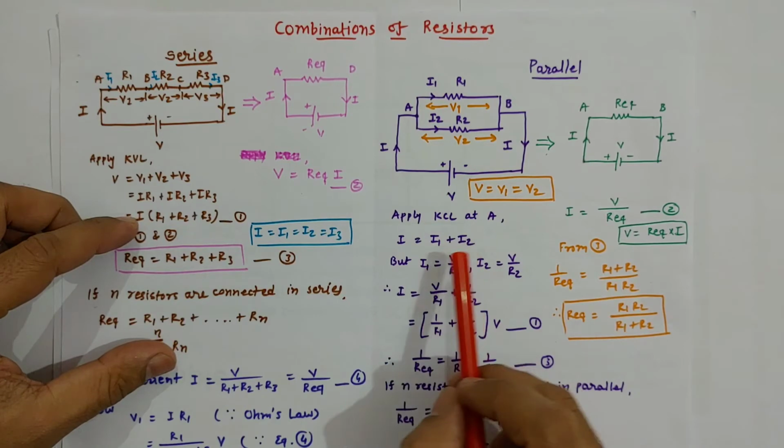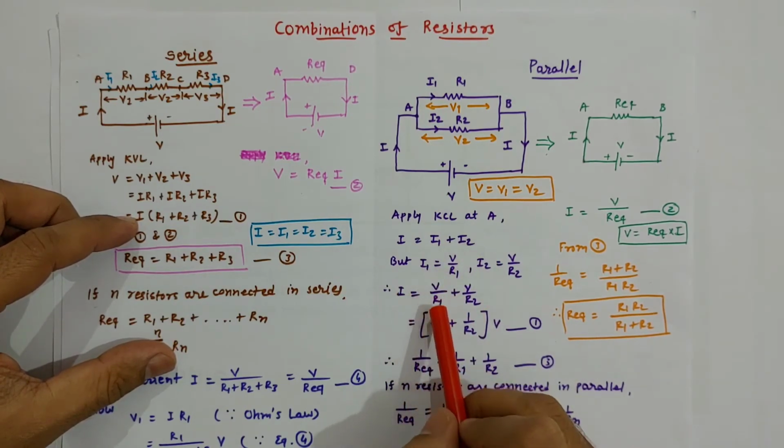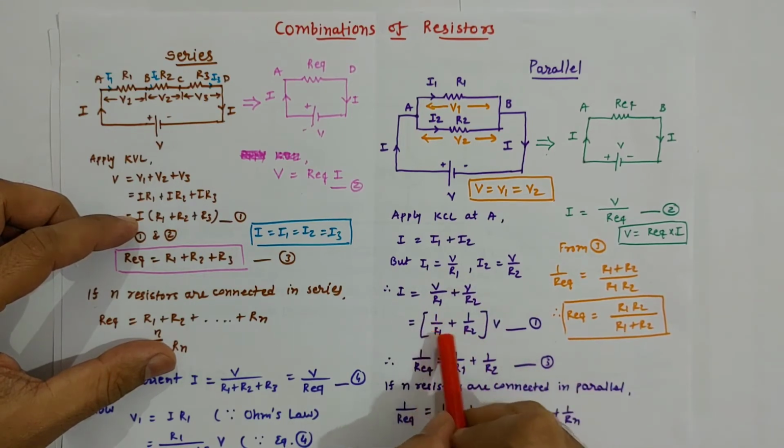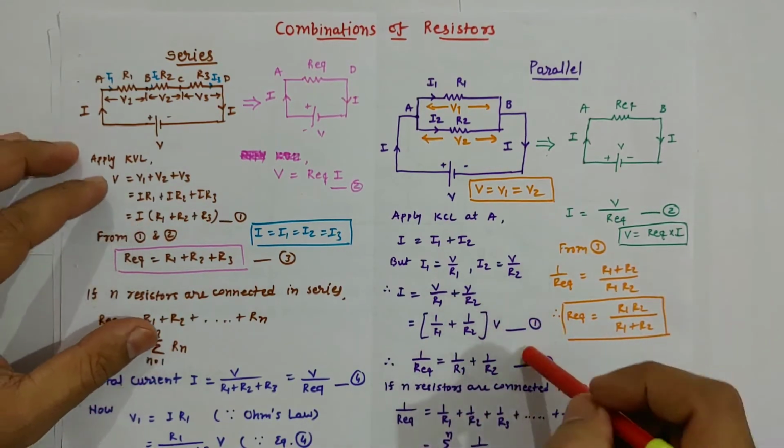So substituting the value of I1 and I2, we get the equation like this. I is equal to V divided by R1 plus V divided by R2. We take V as common: (1 by R1 plus 1 by R2) multiplied by V. This is our equation number 1.